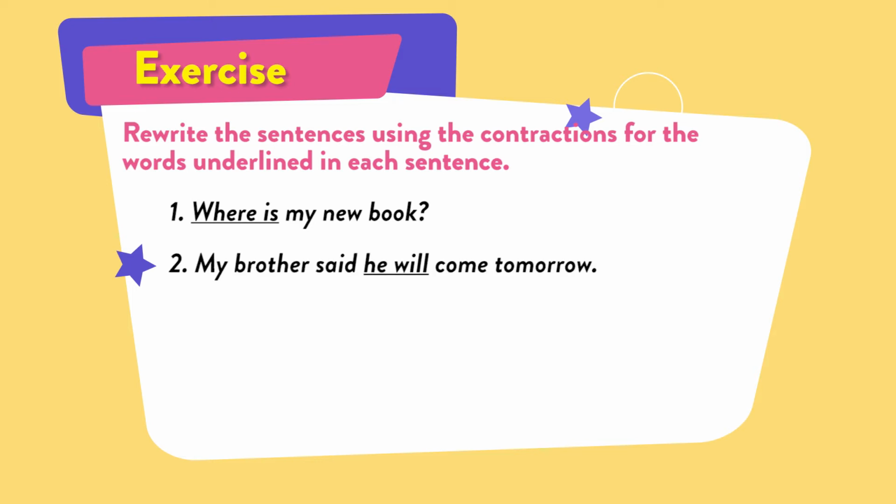Number 2. My brother said he will come tomorrow. Write the contraction for the words "he will." Number 3. They are going to the concert tonight. Write the contraction for the words "they are."